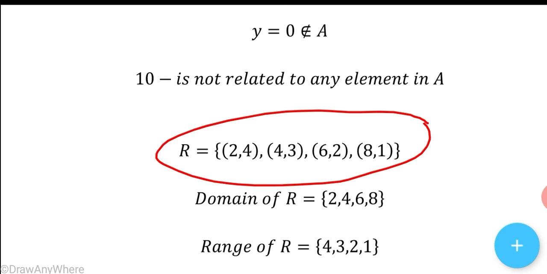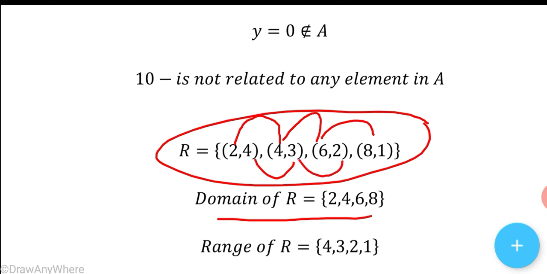Okay, so the domain of R: domain is the first element in each set of ordered pairs. Okay, so here the first elements are 2, 4, 6, 8. So the domain of R is 2, 4, 6, 8. The second element in each ordered pair is the range. Okay, 4, 3, 2, 1. Okay, that is the range.